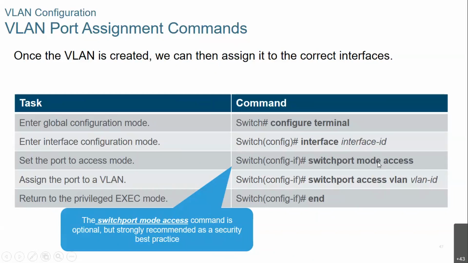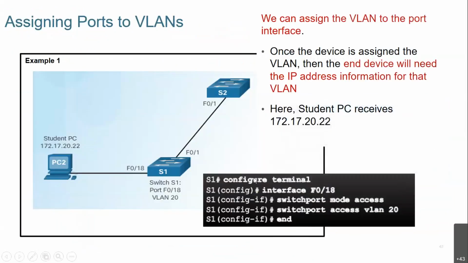So in this case, we say switchport mode access, and then we assign that access mode to the VLAN: switchport access VLAN 20. And now this interface is part of VLAN 20. This PC is part of VLAN 20, and then you give it the IP address that is the subnet for that VLAN, in this case 172.17.20. Create the VLAN, assign the members to the VLAN, and then when you plug this PC into this interface, which is the member, that PC is now in that VLAN.